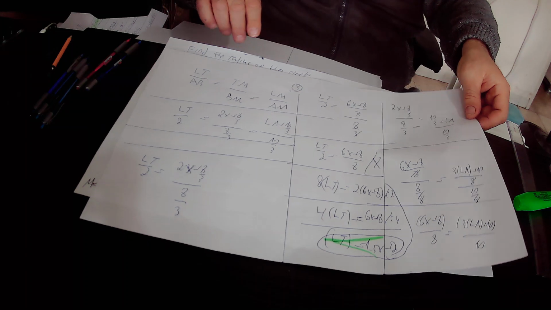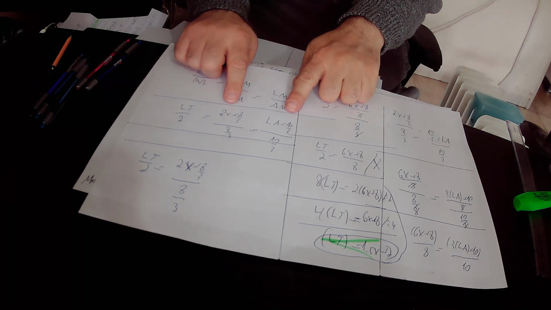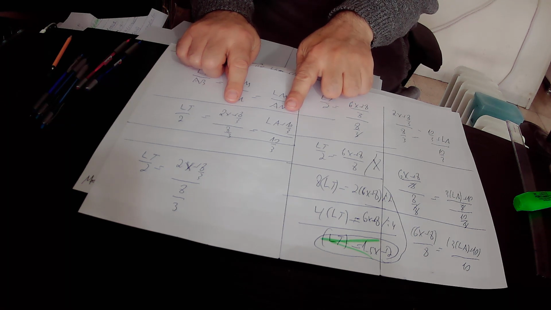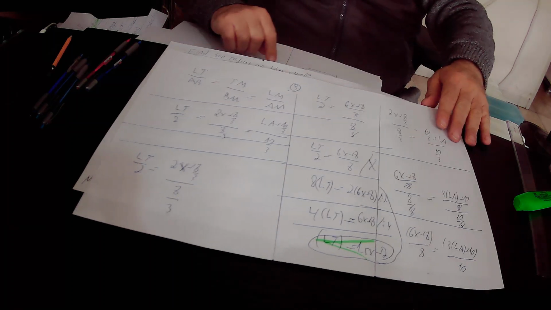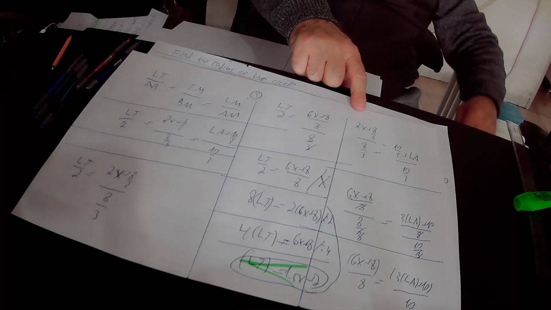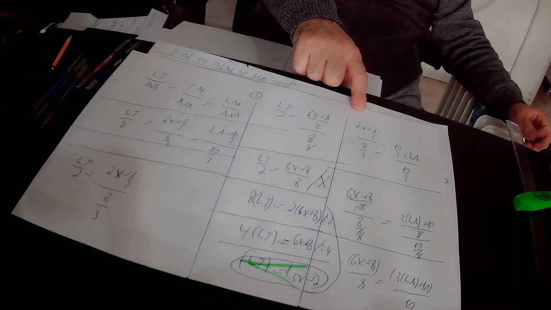Here we have those two sides of this long equation, they are equal to each other, so we get equation 2 from those two sides that are equal to each other. So according to the second equation, (2x plus 8 over 3) over (8 over 3) equals (LA plus 10 over 3) over (10 over 3). Okay, this is the equation. So on this side of the equation we have 2x plus 8 over 3.